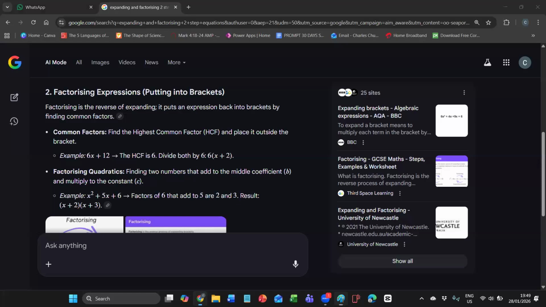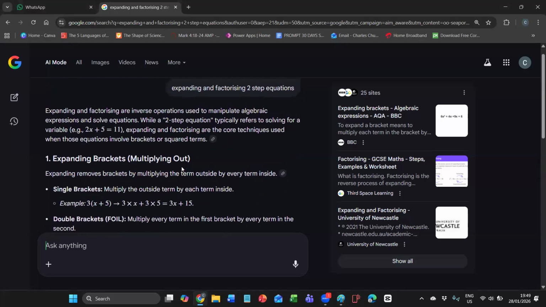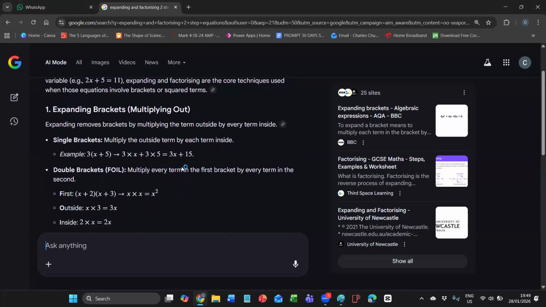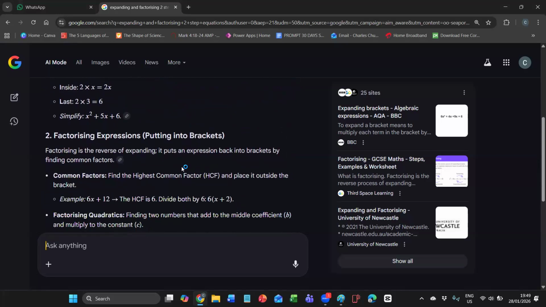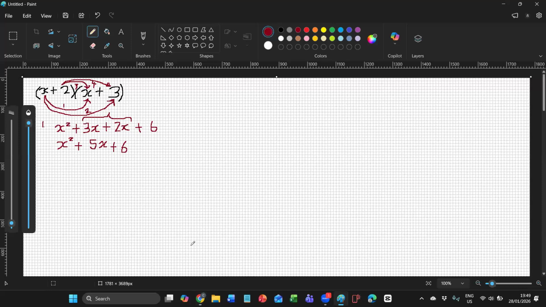The first one that we did there was 3 into bracket x plus 5, which gave us 3x plus 15. So let us go the reverse method. Let's factorize that guy, 3x plus 15. Let's see what we'll get. So the question in this case is what? Factorize. So if you notice, factorize doesn't usually have brackets.